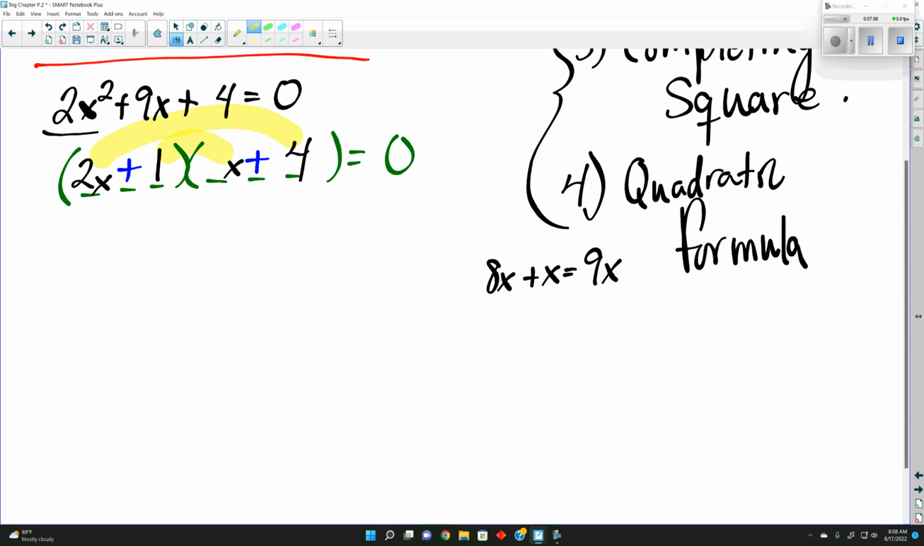Any questions on this so far? Now we do have two things multiplied together. So if we multiply two things together and get 0, one of them has to be 0, which tells us that either 2x plus 1 is equal to 0, or x plus 4 is 0. Now we just need to solve for x.